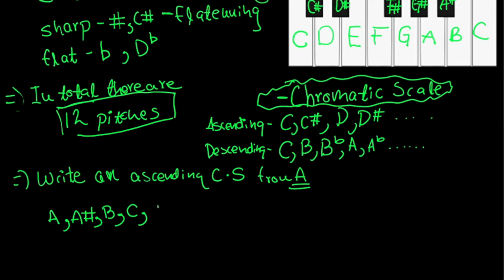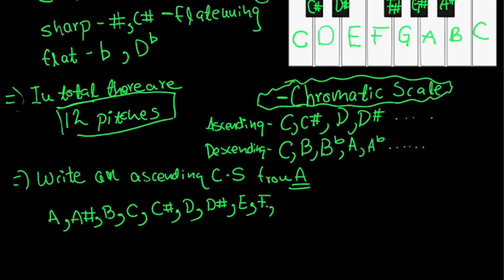Then we have C sharp. Then we have D. Then we have D sharp. Then we have E. Then we have F. No E sharp. There's no pitch between E and F. F. We've still not reached A yet, so we're not done.